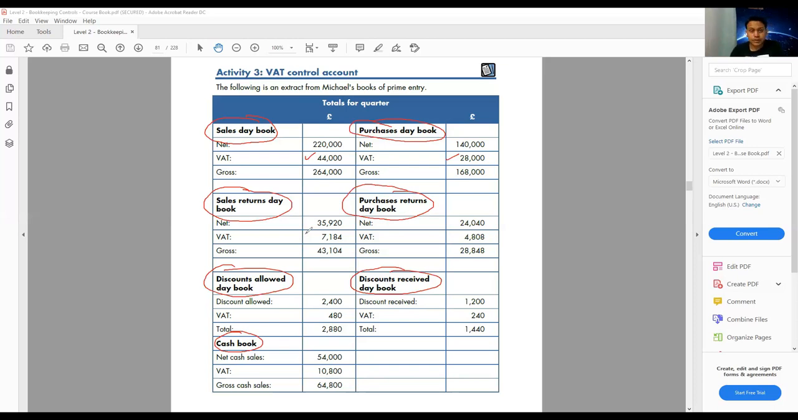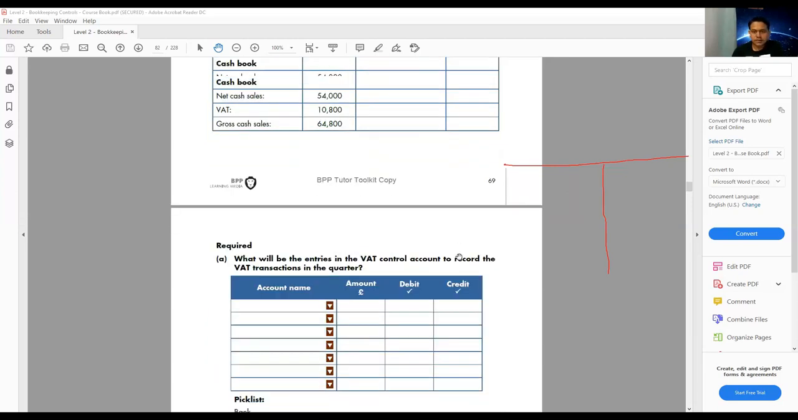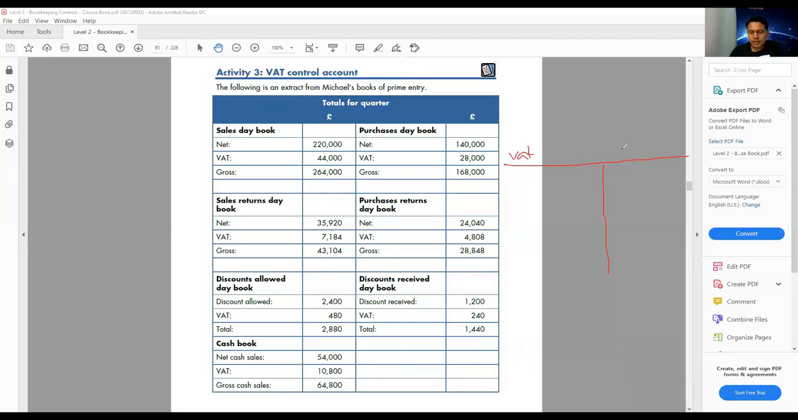So let's prepare the T account. Let's do that. Let's have a look. Is there any opening balance? There's no opening balance, isn't it? That's all right. Okay, let's do it together. VAT control account, there is no opening balance. Let's start with this one.